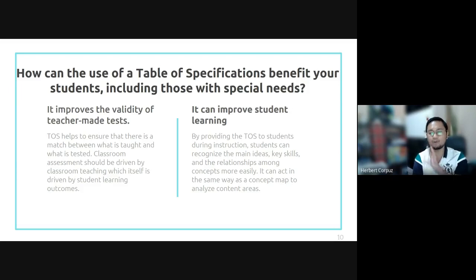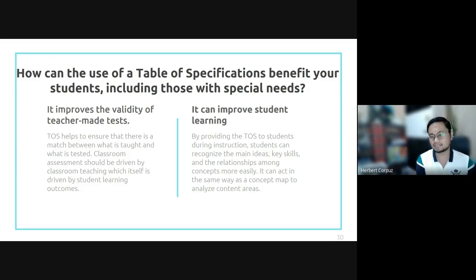the main idea, the important ideas that we would be discussing to them, the key skills that they need to develop when we discuss the lesson, and at the same time, they can easily identify also and understand also the relationships among concepts we discuss to them. Similarly with the rubric, no? When we provide the rubric to our students prior to the actual on-task behavior of our students, when I say on-task, ito na yung actual paggawa nila ng requirement, they would certainly be guided to the success indicator that they need to meet in doing that performance-based assessment.